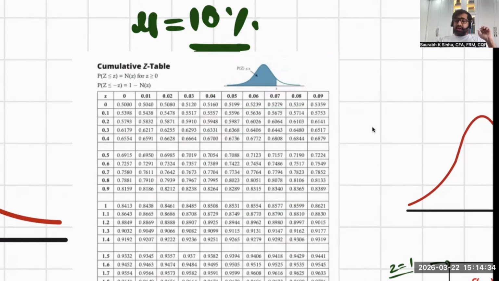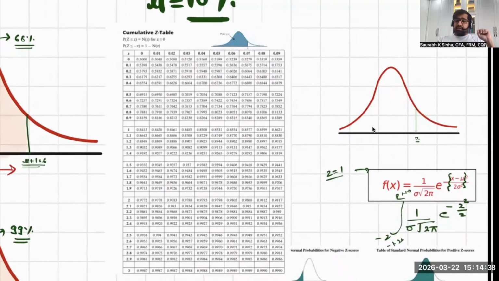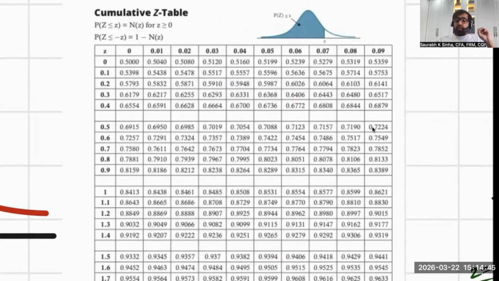Now, what is important to understand is that the center section of the Z table talks about area under the curve or probability. The top row and the leftmost column talk about Z score. How many deviations you are away from the mean. So the leftmost column and the top row talk about Z score, and the center gives you the probability.